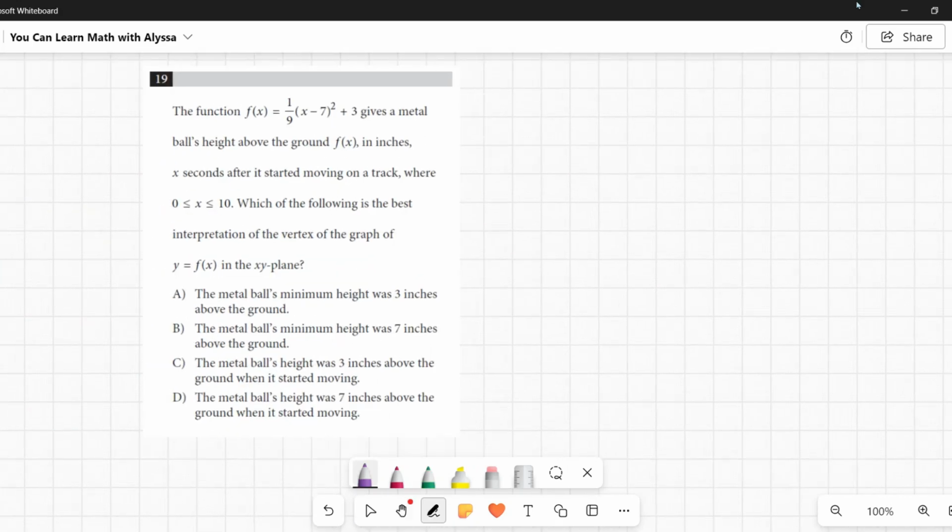Number 19. The function f of x equals 1/9 times x minus 7 squared plus 3 gives a metal ball's height above the ground, f of x in inches, x seconds after it started moving on a track, where 0 is less than or equal to x is less than or equal to 10. Which of the following is the best interpretation of the vertex of the graph of y equals f of x in the xy plane?